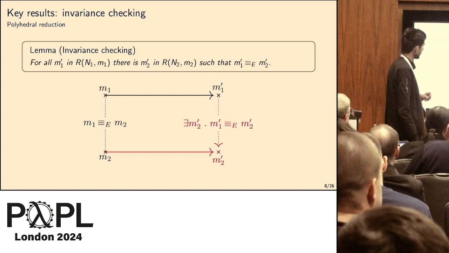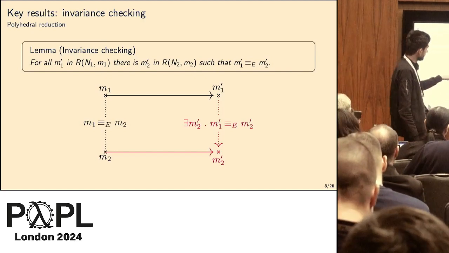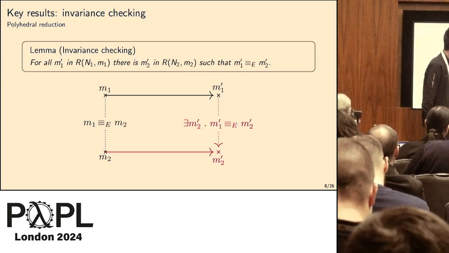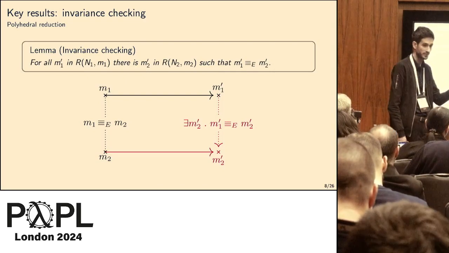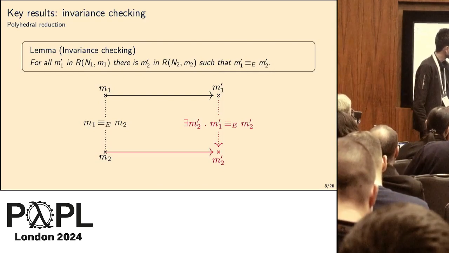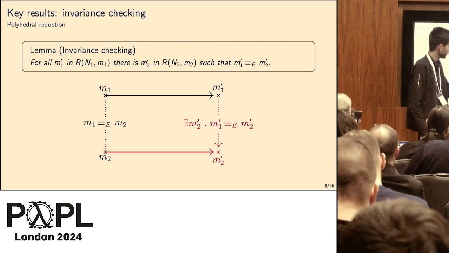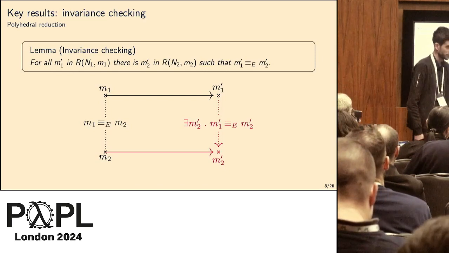We can also check invariance, because if there is some counterexample of an invariant in the initial net, I know that there exists at least one corresponding marking M2' in the reduced net that is necessarily reachable.